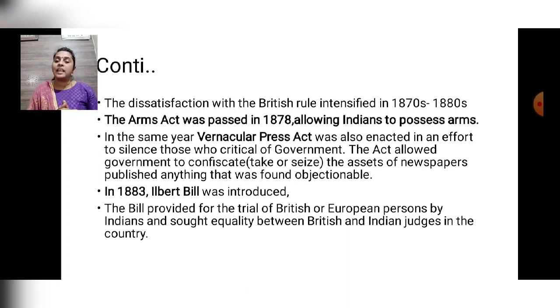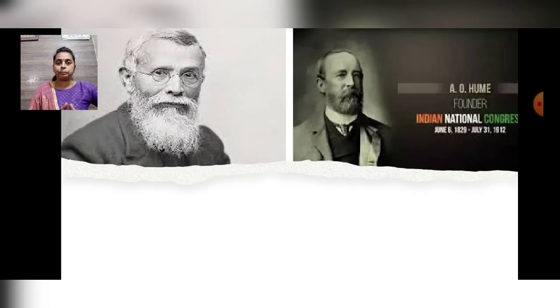And that is the reason that in 1883 the Ilbert Bill was passed. Accordingly, if any European or British person committed any mistake, at that time the judgment of the European person by Indians was sought, and equality between the British and Indian judges. उसका सुनवाई दोनों करेंगे. That was what the Ilbert Bill says.